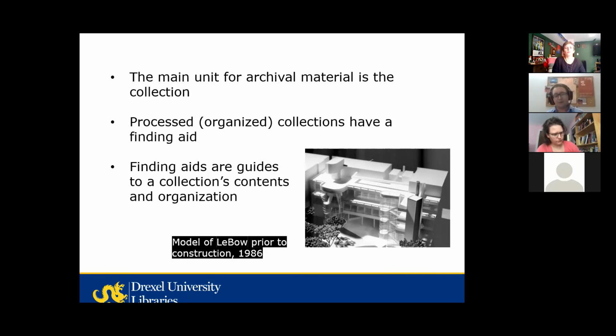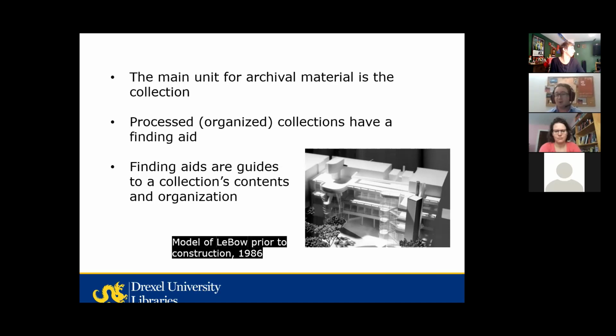So for example, a collection may have a series of correspondence and a series of photographs. And then the photographs may be organized into subseries based on who's in the picture or where the photos were taken or the dates or some other criterion. There's a lot of different ways that a collection might be organized. And collection sizes vary a lot.